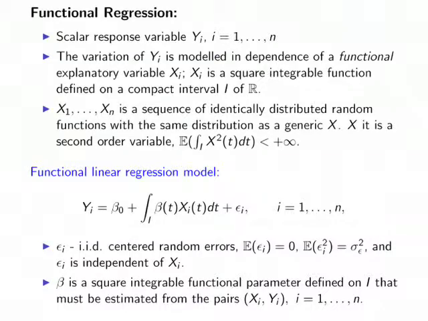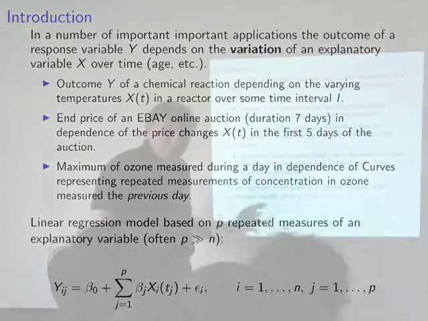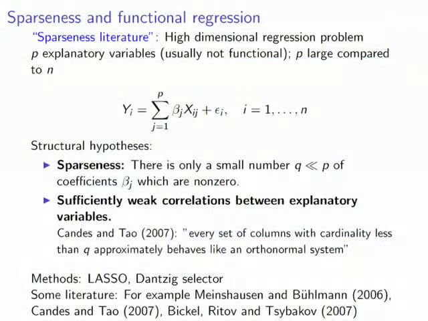I just want to mention, of course, that there is a lot of literature now on high-dimensional regression problems, where you have a lot of different explanatory variables, and where, for example, p is larger than n. Of course this is related, and there's a lot of literature which is sometimes called the sparseness literature. The methodology they apply, I don't know whether you are familiar with it, is the lasso, the Dantzig selector, things like that. And so they also consider this type of problem.